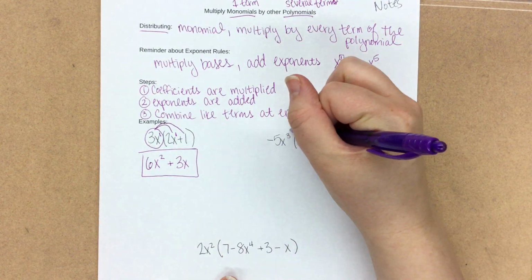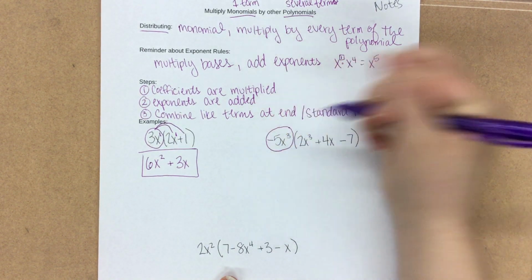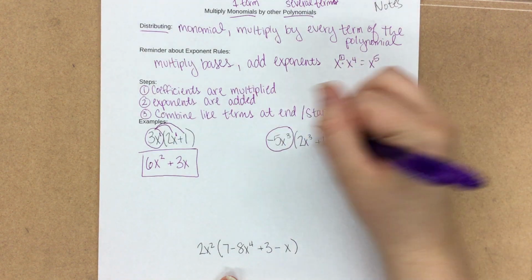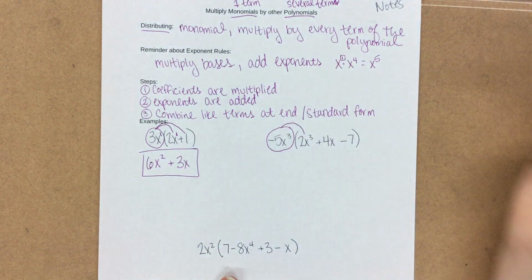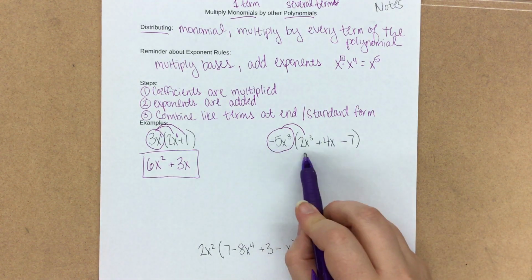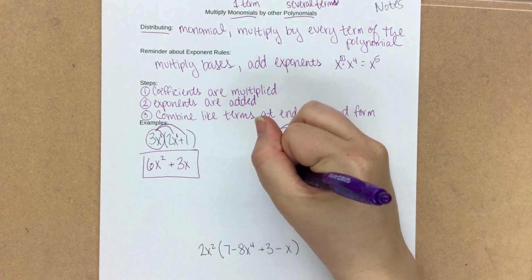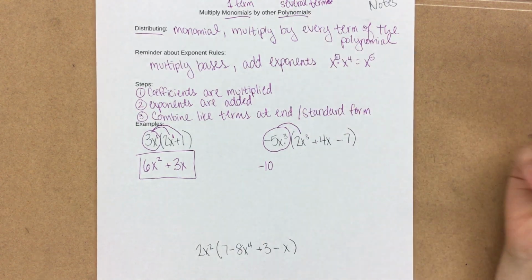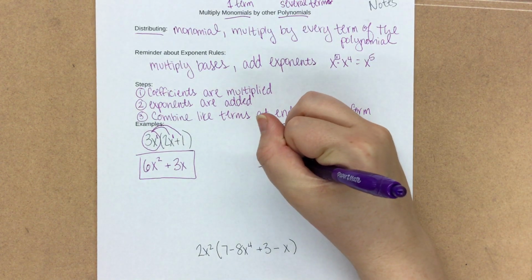Moving on to my second example, I have negative 5x to the third. That is my monomial, and I'm going to be distributing it in. I'm going to start by multiplying it by 2x to the third. So I'm going to multiply negative 5 times 2 and get negative 10. X to the third times x to the third will give me x to the sixth.